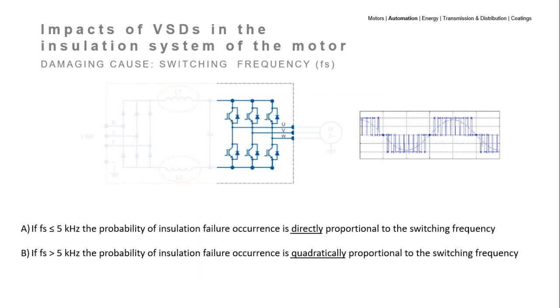Studies suggest that there is no simple correlation between the insulation life and the switching frequency, in spite of the experiences having shown interesting data. If the switching frequency is equal to or lower than 5 kHz, the probability of insulation failure occurrence is directly proportional to the switching frequency. If the switching frequency is higher than 5 kHz, the probability of insulation failure occurrence is quadratically proportional to the switching frequency.